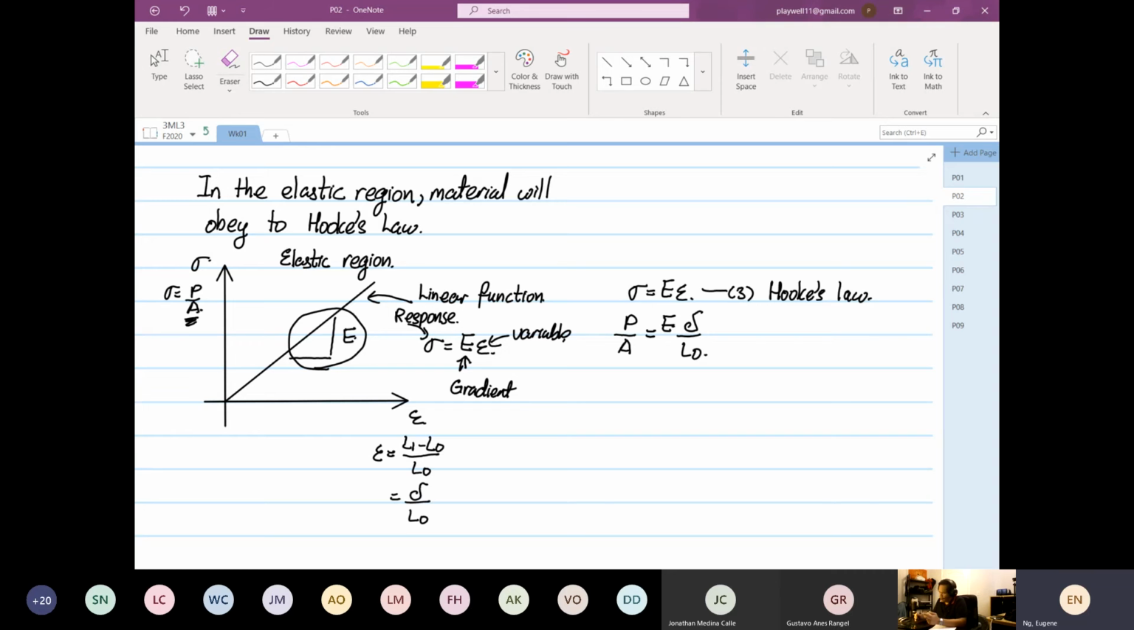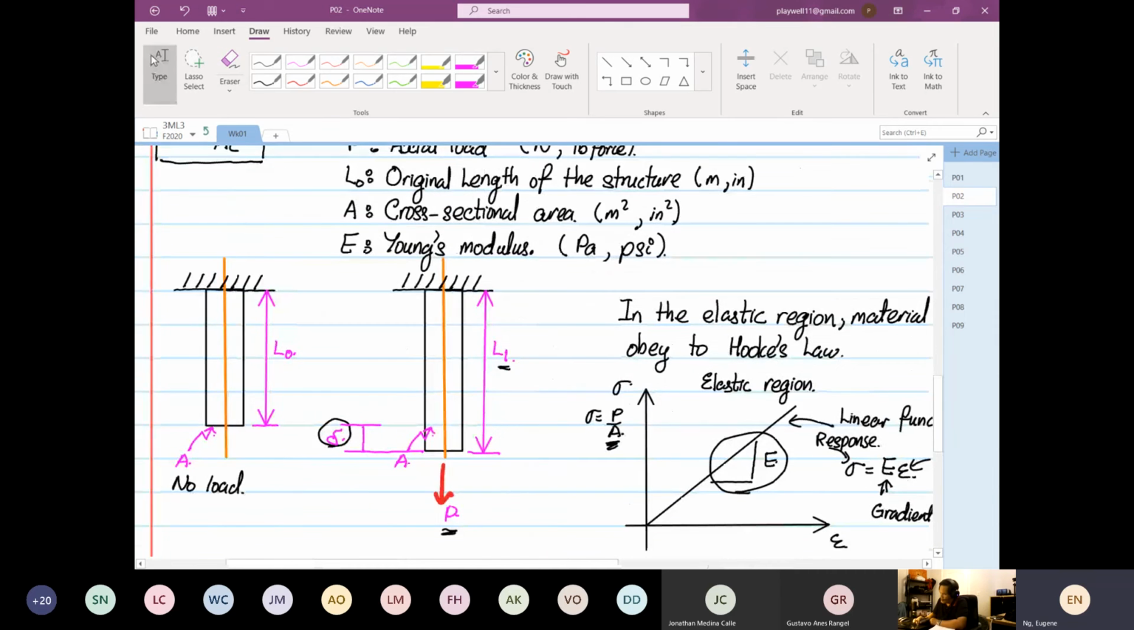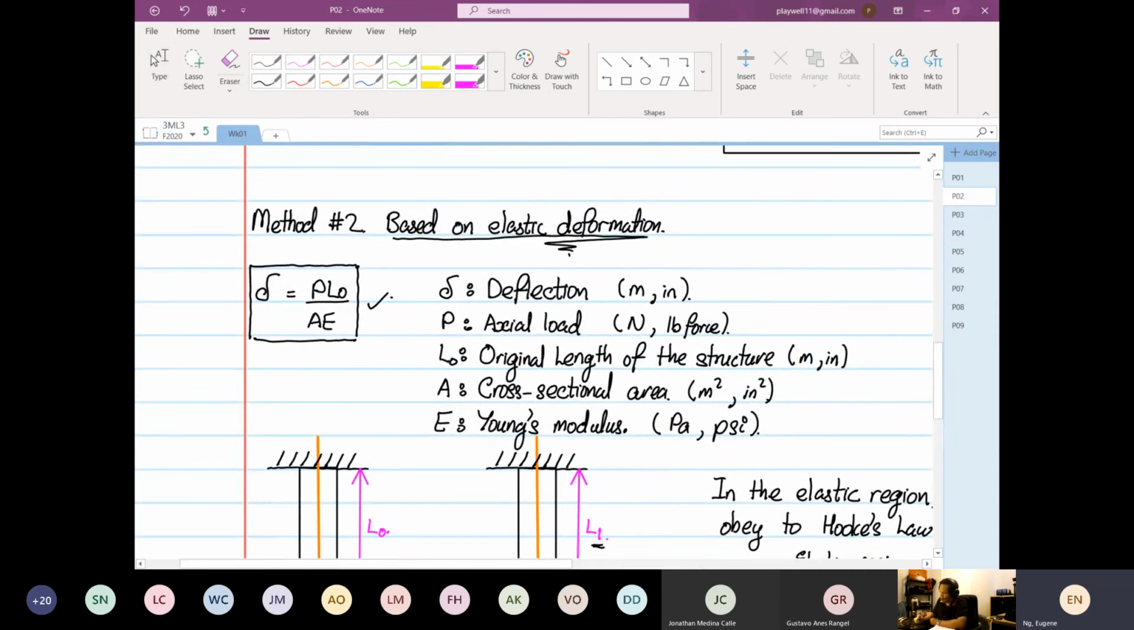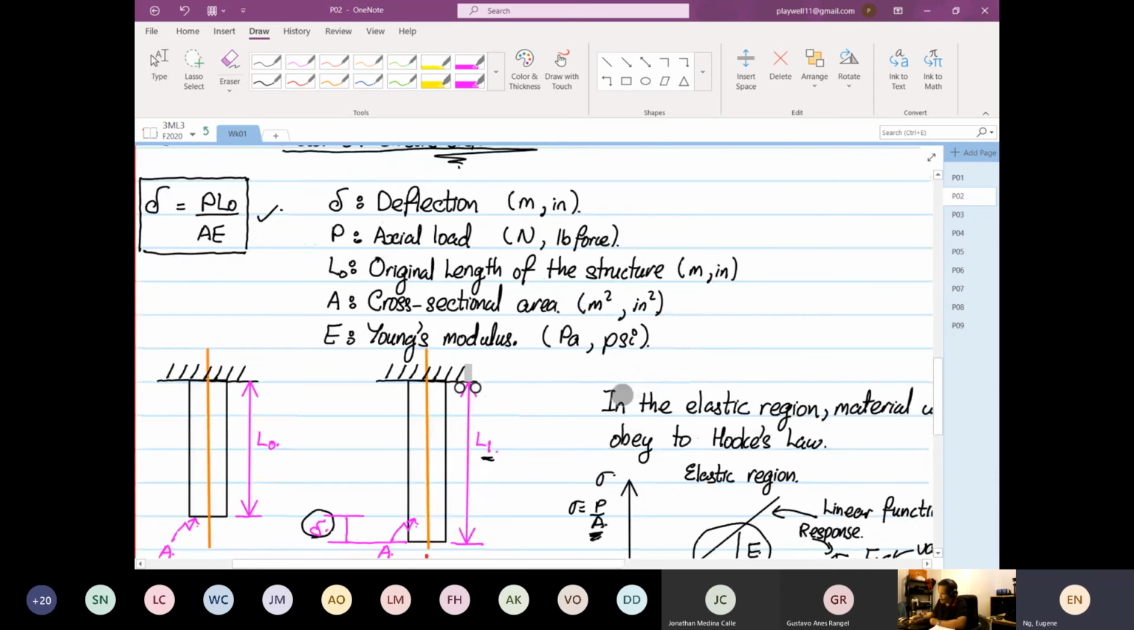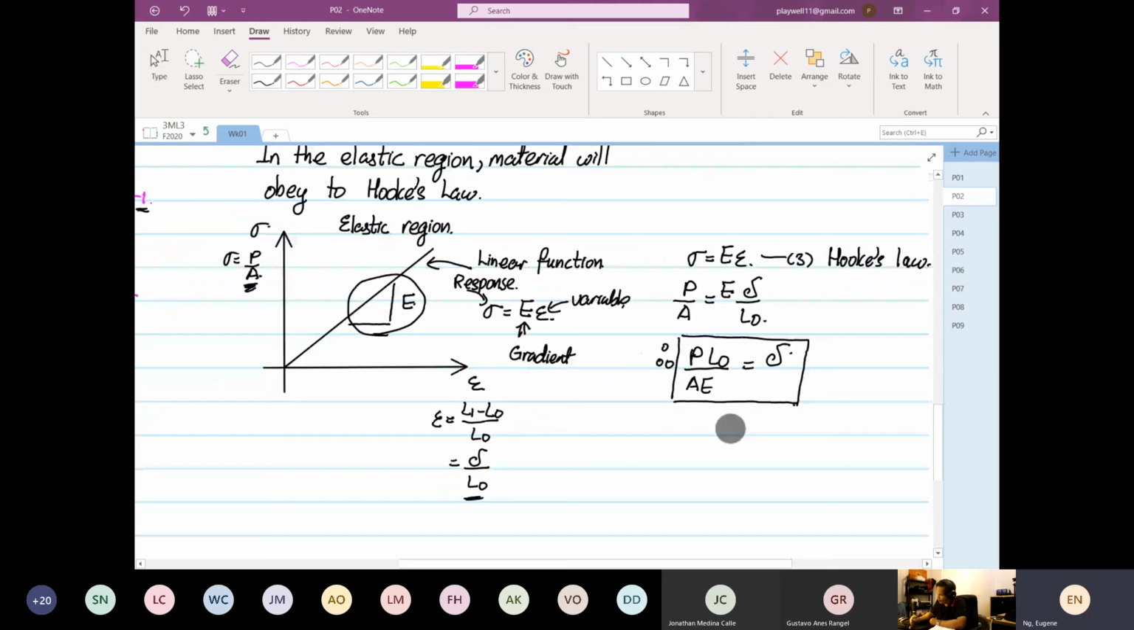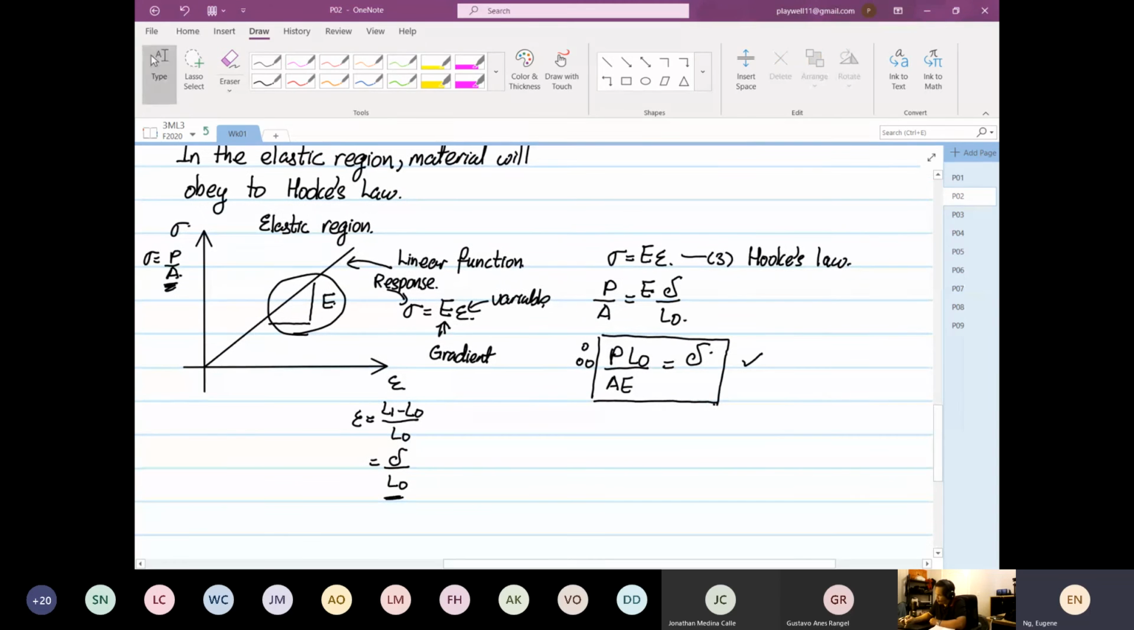So stress is equal to P over A, and strain is equal to deflection over L0. Once you rearrange this equation, you have deflection equal to P multiplied by L0 over AE. You realize that this function and what I've written earlier are exactly the same. This is how we acquire the relationship. I'm going to call this equation 4.